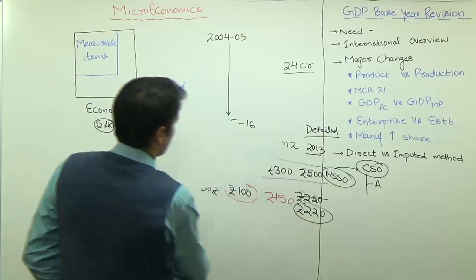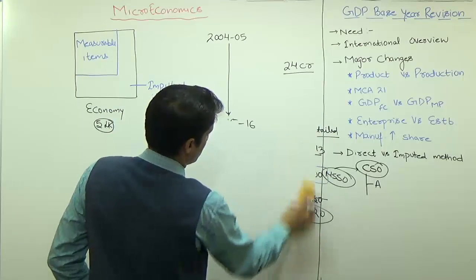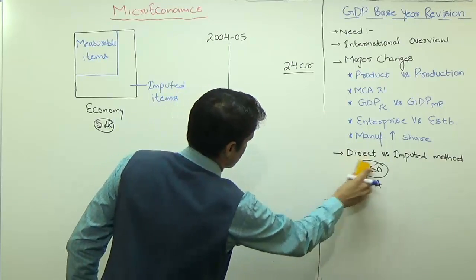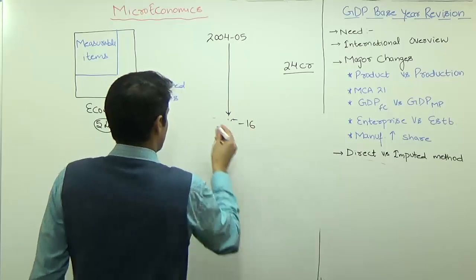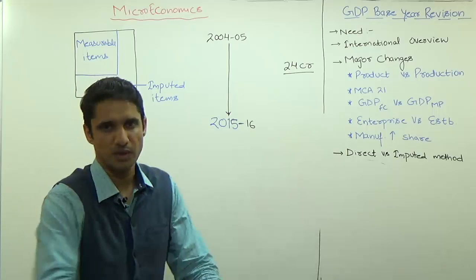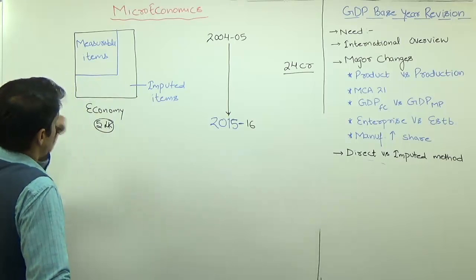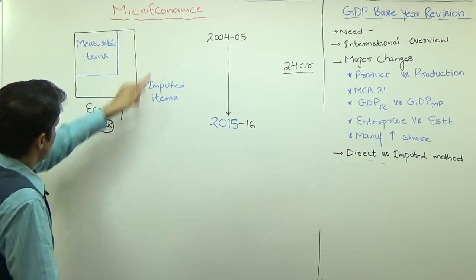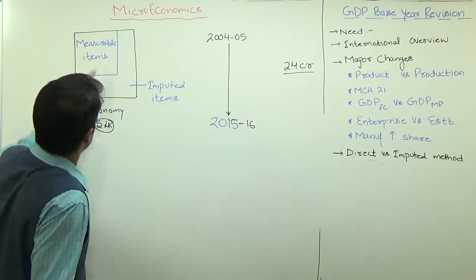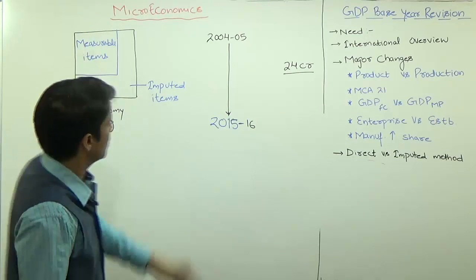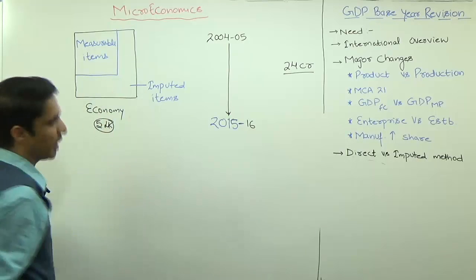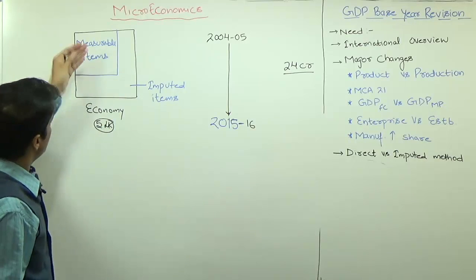Coming back to this, what is the need of changing the base year of the GDP? Suppose in 2004-5, this is the total GDP. That GDP includes a few measurable items and a few imputed items. For example, the income of rickshaw pullers, the unorganized informal sector, MSMEs, cannot be measured, it can only be derived. And then every year we have the data.